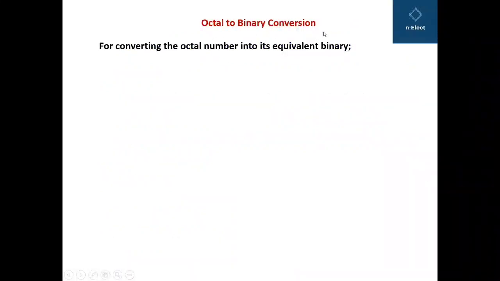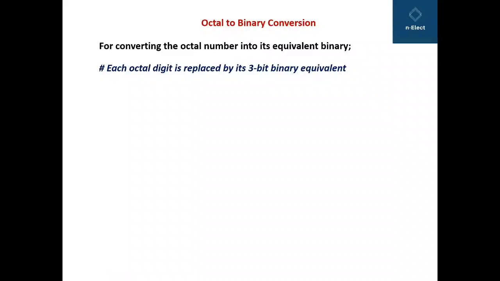Then octal to binary conversion. This is another type of conversion. Here, for converting the octal number into its equivalent binary, each octal digit is replaced by its 3-bit binary equivalent. This is important, right? So each octal digit is replaced by its 3-bit binary equivalent. In short, suppose we are taking octal 0, so octal 0 will be 000 binary. If we are saying octal 3, it will be 011 binary. If we are saying octal 7, it will be 111 binary, and so on and so forth.